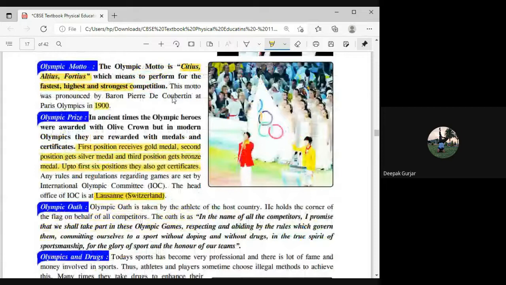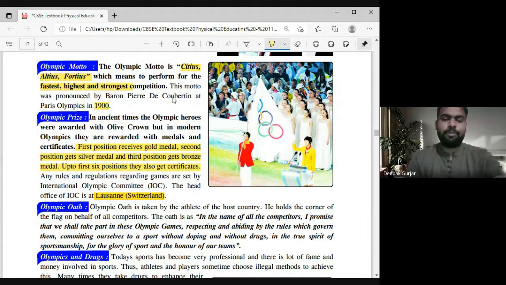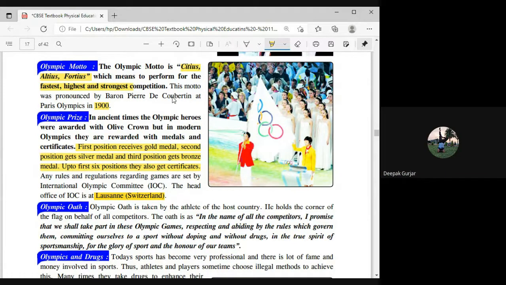The Olympic motto. What is the Olympic motto? The Olympic motto is Citius, Altius, Fortius. Citius means fastest, Altius means highest, and Fortius means strongest. So the Olympic motto means to perform the fastest, the highest, and the strongest. Whatever you do in the Olympics, it must be fastest, highest and strongest, so that the glory of the nation is enhanced, because people from various countries participate there. This motto was also proposed by Baron Pierre de Coubertin at the Paris Olympics in 1900.